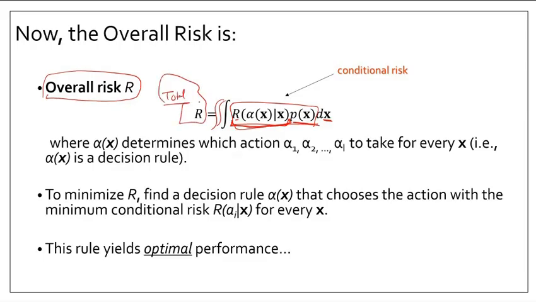Okay, so alpha of x determines which action, alpha 1, alpha 2 or alpha l, to take over every x. To minimize risk, find a decision rule alpha of x such that it chooses the action with the minimum conditional risk. Okay, so we'll take an example so these things will be more clear. This rule yields the optimal performance, so including the risk.